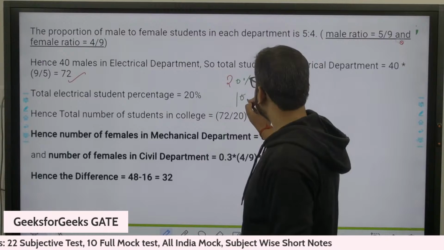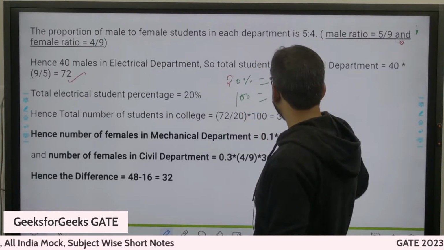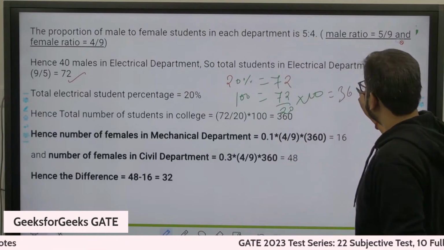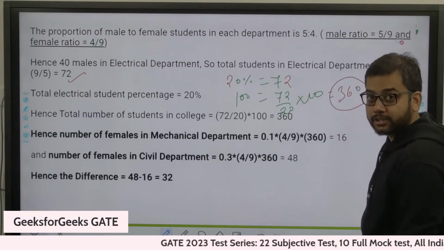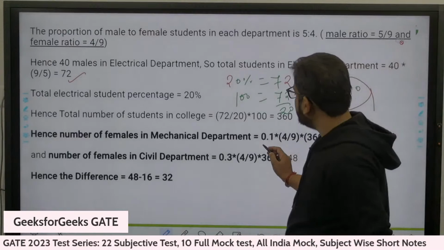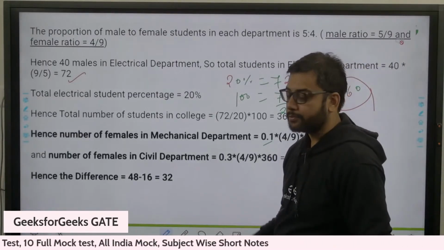So 100% is equal to 72 divided by 20 into 100. This will give you 360. So this will give you the total number of students. For the mechanical department, it is basically 10% of the total, so either write 10 by 100 or 0.1.